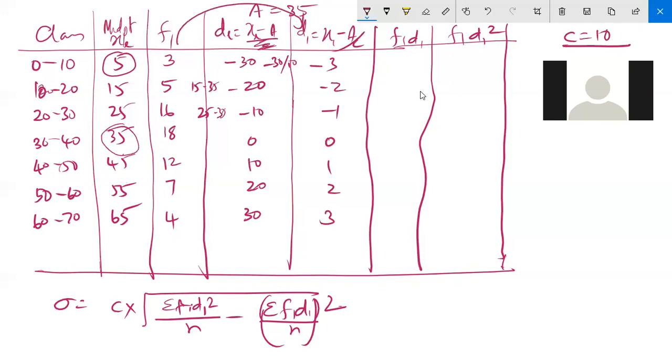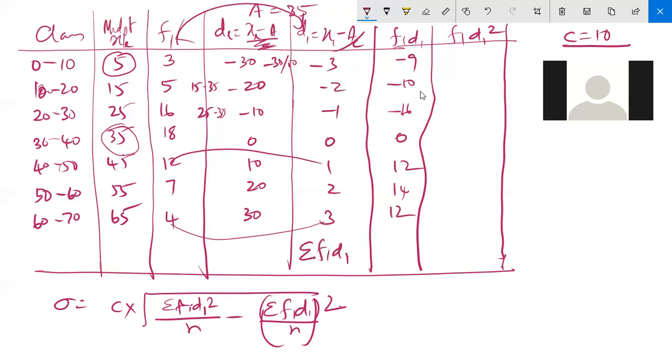Then fi into di. This into this. 3 into minus 3 is minus 9. 5 into minus 2 is minus 10. 16 into minus 1 is minus 16. 0 into 18 is 0. 12 into 1 is 12. 7 into 2 is 14. 4 into 3 is 12. Okay. So sigma fi di is how much? 12 plus 14, 26. 26 plus 12, 38. Okay, this is 38. Negative value is how much? 16 plus 10, 26. 26 plus 9, 35. 38 minus 35 will be plus 3.